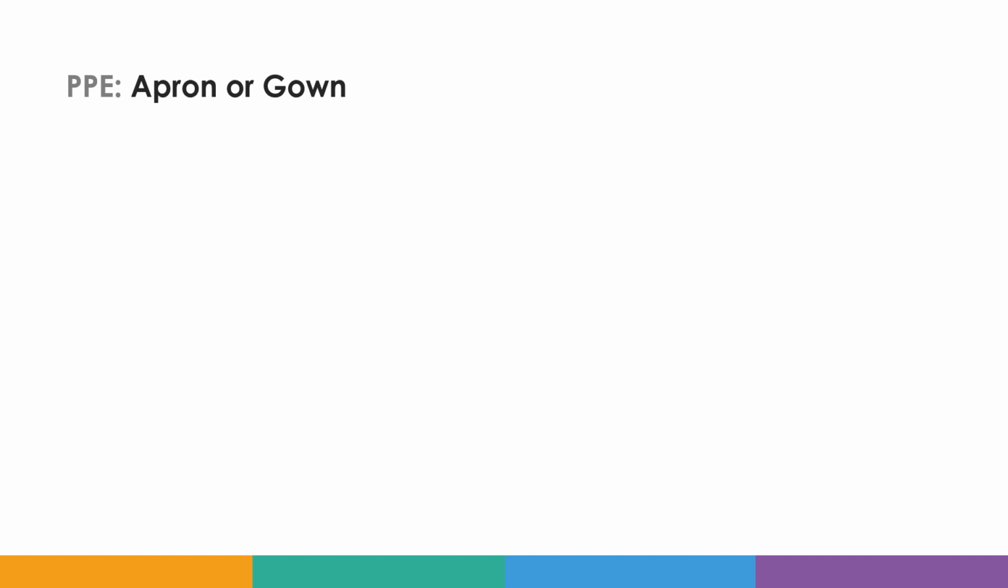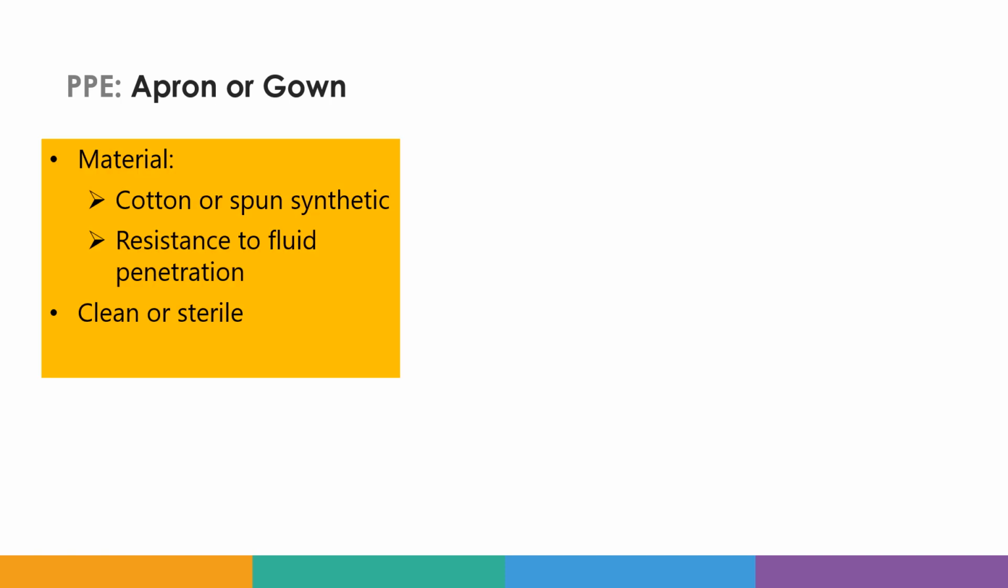Next is apron or gown. Apron or gown can either be from cotton or spun synthetic. They are resistant to fluid penetration. They can be clean or in the sterile form. The indications for use of apron or gown are as follows.